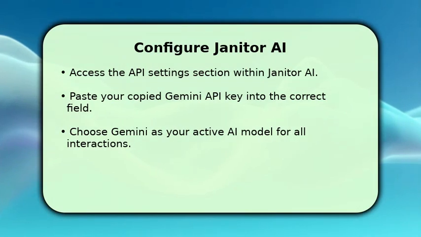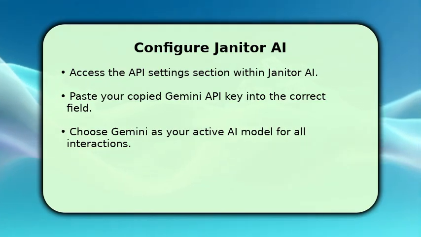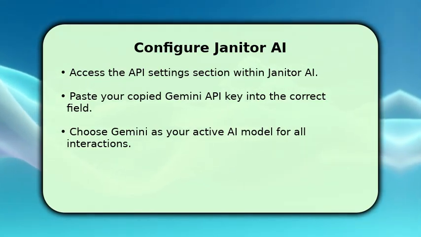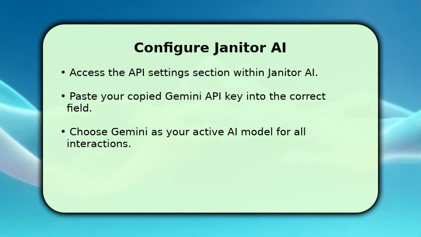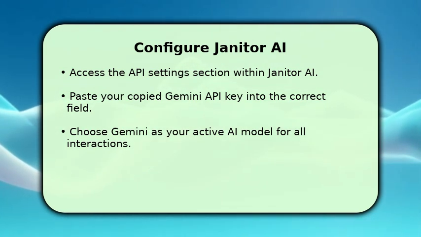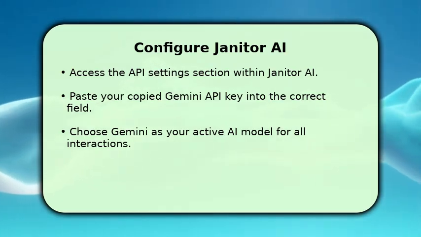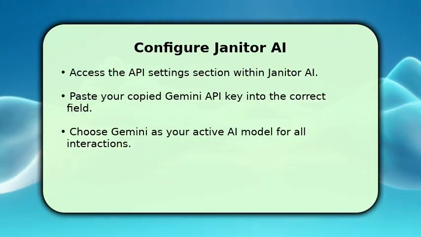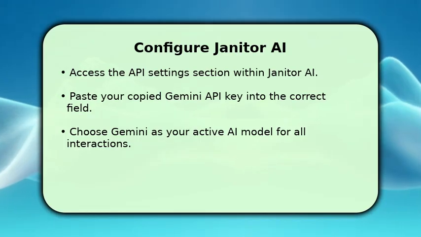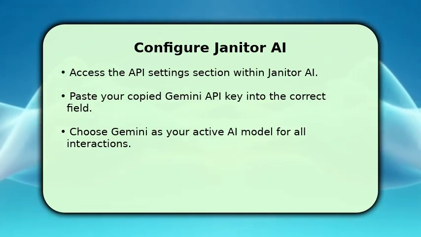Now, open your Janitor AI platform and locate the API settings. This is where you will paste the Gemini API key you just obtained. Carefully input the key into the designated field. After successfully adding the key, select Gemini from the list of available AI models. This action activates Gemini for all your future conversations within Janitor AI.